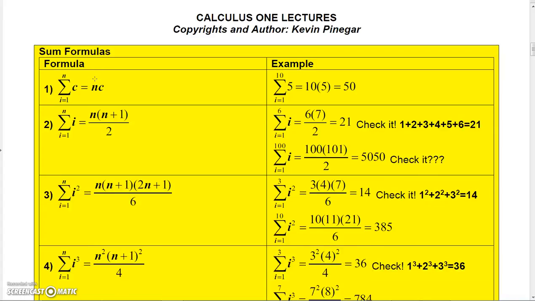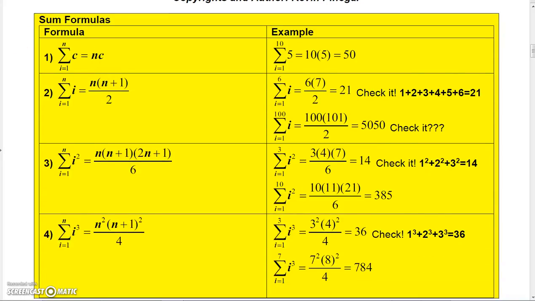Now, there are some sum formulas that we could actually use here that are helpful. When you sum a constant from 1 to n, you're just going to get n times the constant. For instance, if you sum 5 from 1 to 10, well, 5 is not affected by i, so basically you're adding 5 ten times. So if you add 5 ten times, you're going to get the same as 10 times 5, which is 50.